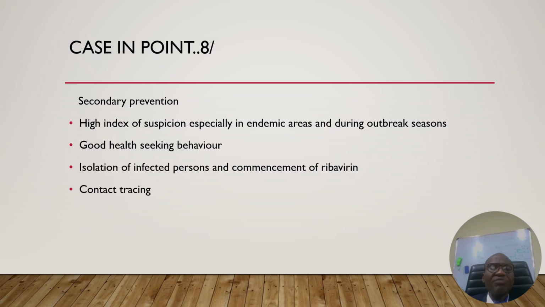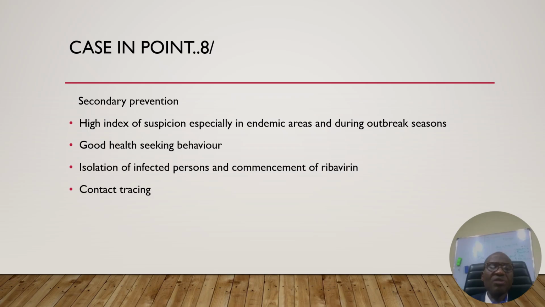For secondary prevention, for those already having disease, a high index of suspicion among doctors when patients come to the hospital should be the norm, especially during outbreaks and in endemic areas. Good health-seeking behavior of persons who are sick; people should be taught to report to facilities where capacity to detect or at least profile this disease is available. All those who are infected must be isolated and commence treatment. For now, ribavirin, IV or oral, is available for treatment.